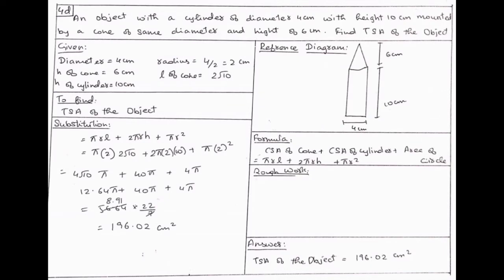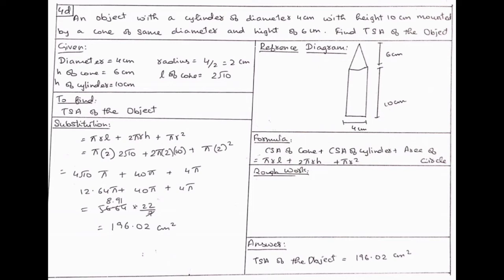Next, the question is, an object with a cylinder of diameter 4 cm with height 10 cm mounted by a cone of same diameter and height of 6 cm. Find the total surface area of the object. They were given the diameter is 4 cm, which is equal for the cone and the cylinder. Height of cone is 6 cm and height of cylinder is 10 cm, and the slant height of cone, which is l, is 2 root 10.